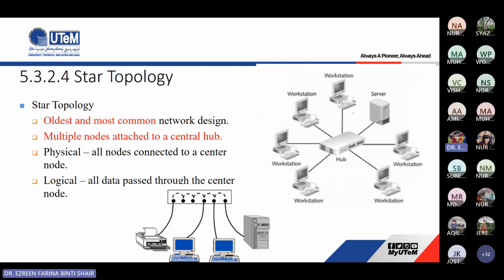Then we have the star topology. For star topology, this is the connection. We have a single hub at the center, and you have connections like this, so the connection looks like a star. The star topology is the oldest and the most common network. I'm sure that you have seen this before. It is very common, meaning you have one single hub and this hub is connected to various devices.